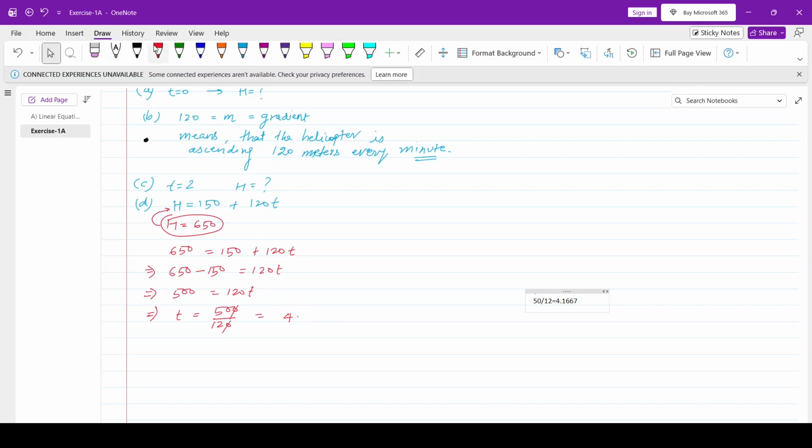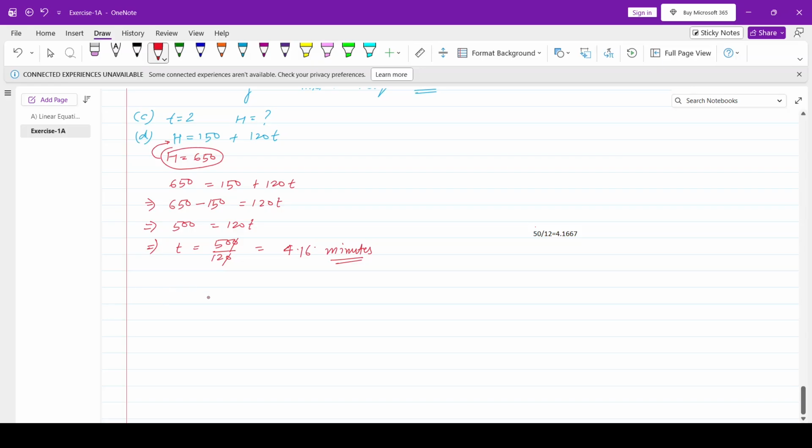we get t is about 4.16 minutes. After 4.16 minutes, the helicopter will be at exactly 650 meters above the starting level, above the sea level. This is our answer.